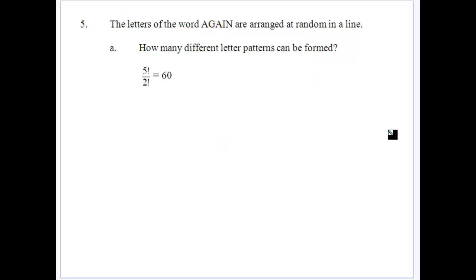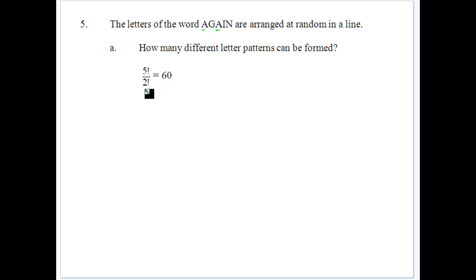Now this time we want to look at the letters of the word again being arranged at random in a line. How many different letter patterns can we form? The only problem with this one is that A occurs twice. Really, if we swap those around, they would look exactly the same. There's no difference between these two A's, which leads to a problem, because if we said we arrange those in a line 5 factorial ways, like the A, B, C, D, E, we're really doubling up, since nothing changes if those two are swapped around in those positions.